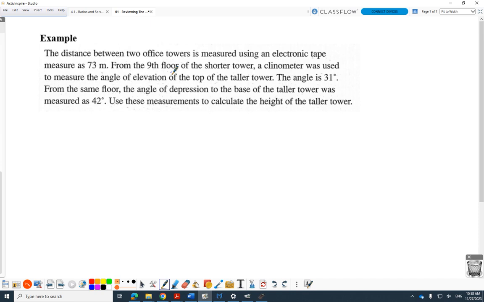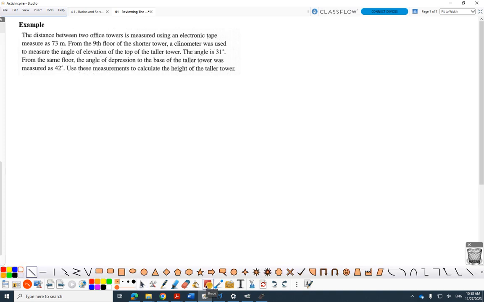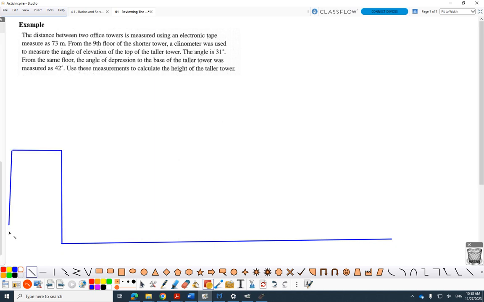Well, here's the killer word problem. This is the one that makes all the grade 10s cry right here. The distance between two office towers is measured using an electronic tape measure at 73 meters. All right, we need two office towers this time. Very common grade 10. So not a triangle? Here's my picture of the office tower. And then another office tower.